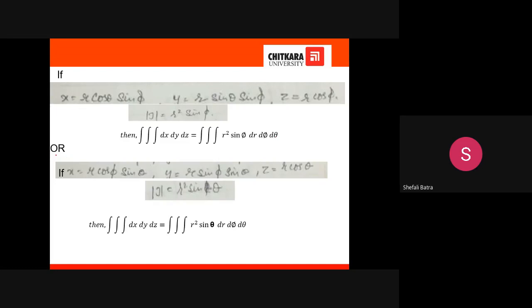Or if you are taking z equal to r cos theta, then x would be r cos phi sine theta, and y is equal to r sine phi sine theta. If this angle is theta, then the Jacobian would be r square sine theta, and triple integration dx dy dz would be replaced by r square sine theta dr d phi d theta, right?